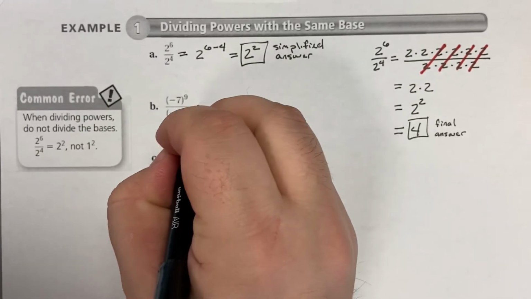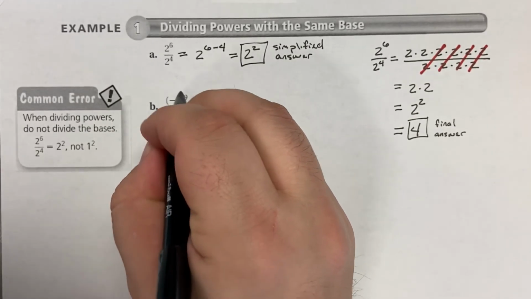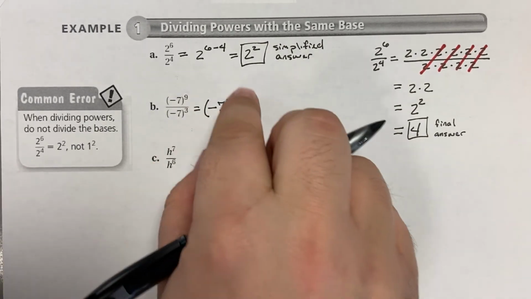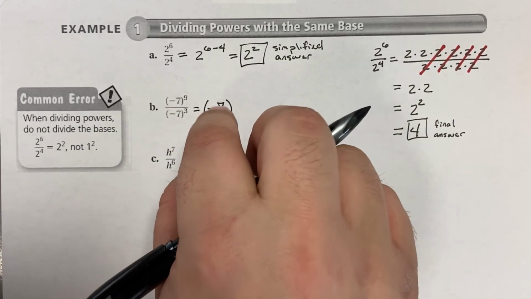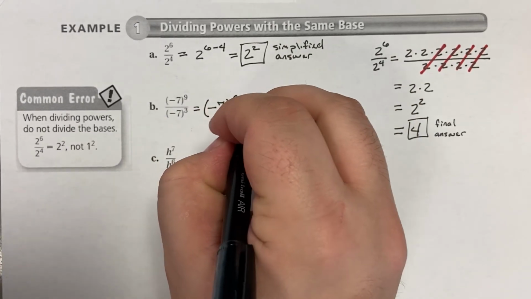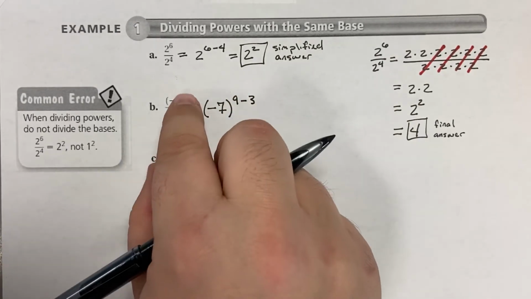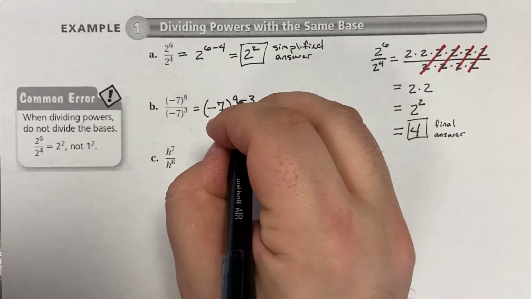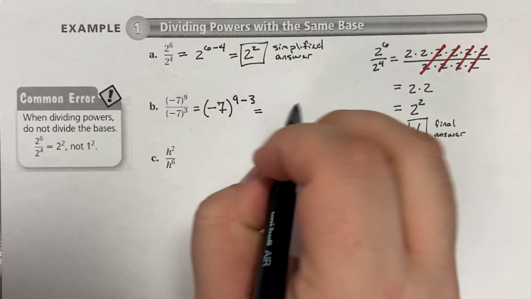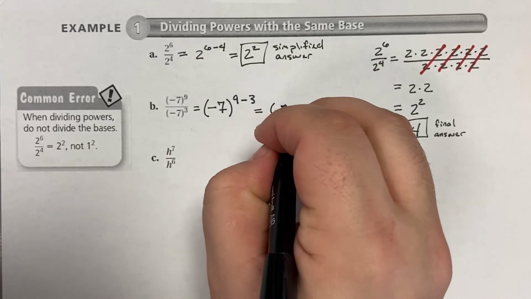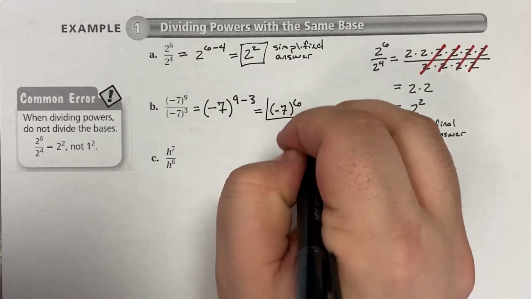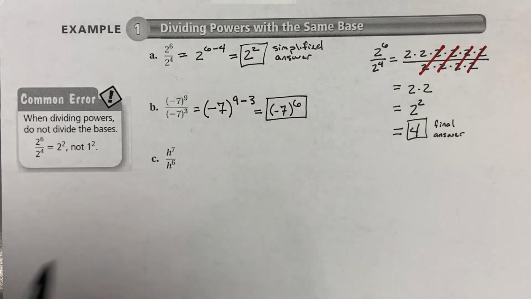So what that tells me is these are like bases of -7, and I have to put it in parentheses so I know that everything's happening to -7, not just 7, and getting a negative answer. And that's going to be 9 minus 3, because I'm dividing. That means I'm doing the opposite of multiplying, so I'm going to do the opposite of adding. And so I get -7 to the 6th. And this would be my simplified answer.